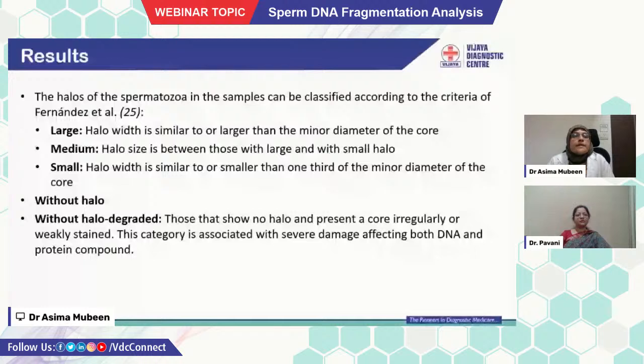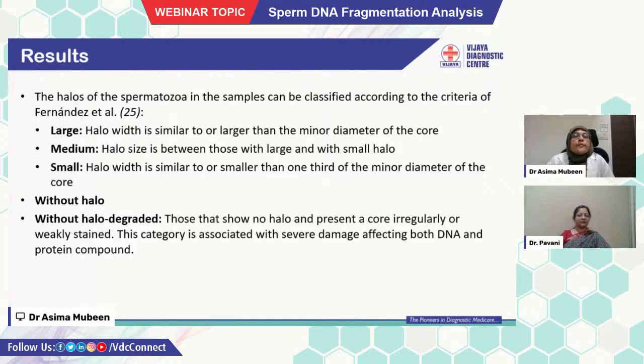The halos of the spermatozoa in the samples can be classified. This is based on the sixth edition of the WHO into 5 categories: the large, the medium, the small, the without halo, and the without halo degraded. In the large ones, the halo width is similar to or larger than the minor diameter of the core. Core is nothing but the nucleus of the sperm.